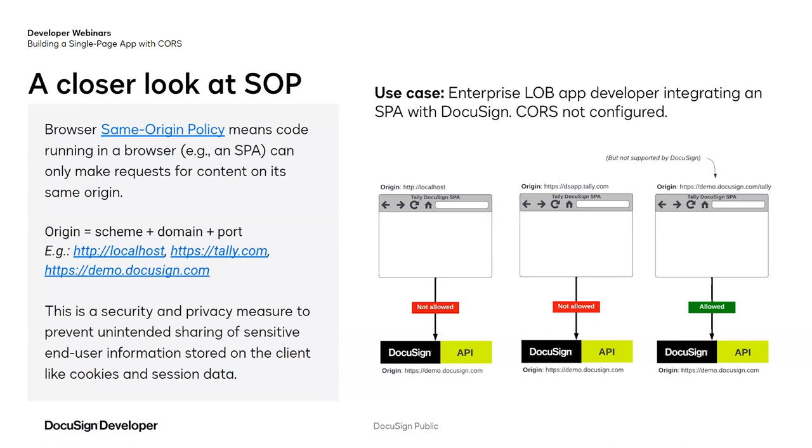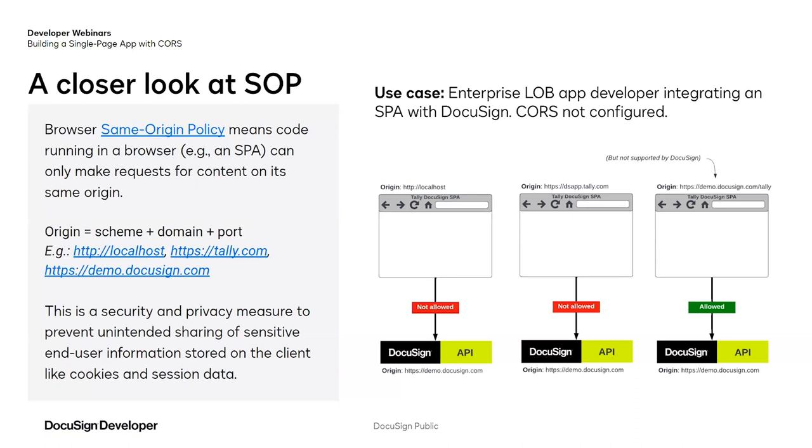So taken together, same origin policy is a security and privacy measure to prevent unintended sharing of sensitive end user information. Things like cookies and session data that are stored in the client once a customer logs into a website, we want to make sure that that can't leak across website boundaries or origin boundaries.